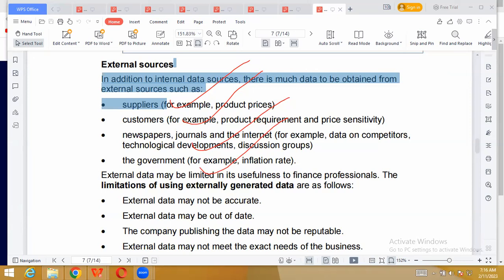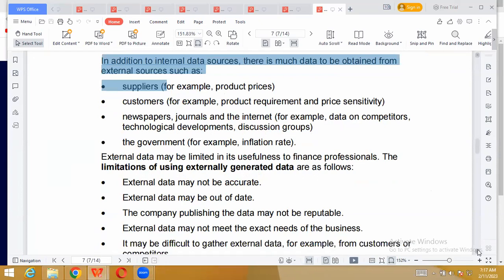So that's basically the idea. But external sources have their own disadvantages. It says external data may be limited in its usefulness to finance professionals. There are limitations to do with the use of externally generated data.